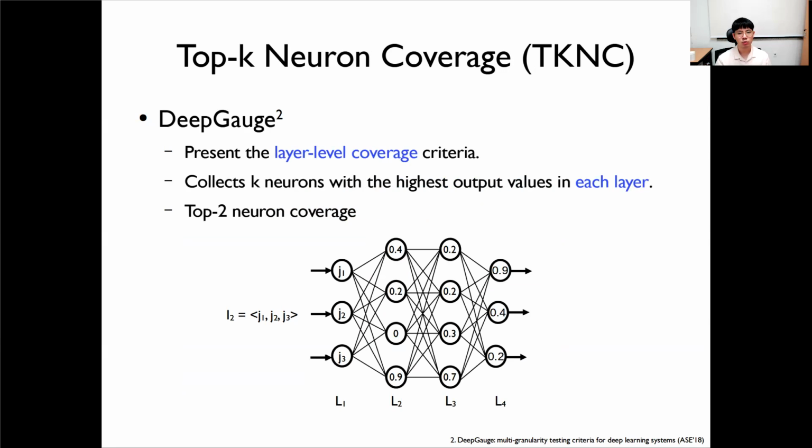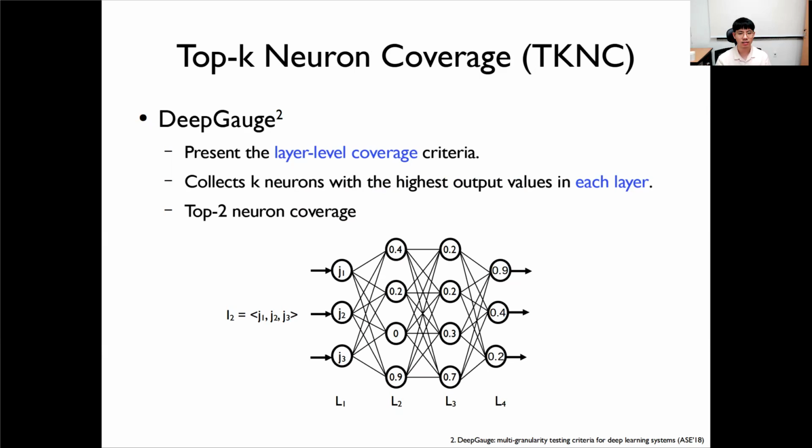Okay, I will introduce one more simple coverage metric presented by the DeepGauge paper. This paper has presented diverse coverage metrics, from neuron level coverage to layer level coverage metrics. And among them, top-k neuron coverage is a layer level coverage metric. So this technique is similar to neuron coverage, but also considers each layer's characteristics.